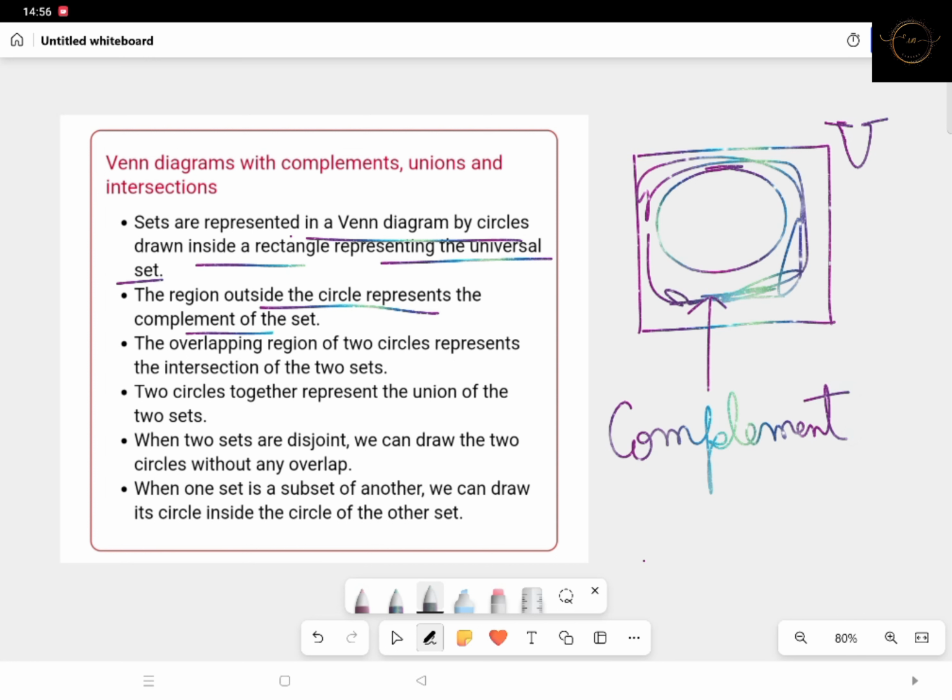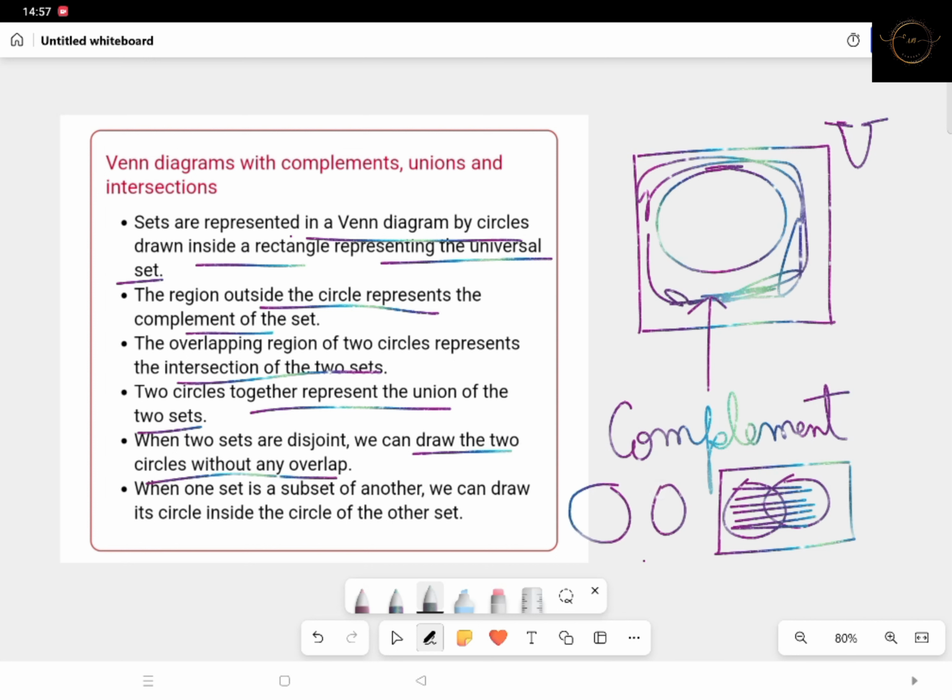The overlapping region of two circles represents the intersection of the two sets. If you draw two circles where they are overlapping, this will be called the intersection of the two sets. Two circles together represent the union of the two sets. When you talk about the entire part covered by the two circles, it will be the union of the two sets. If two sets are disjoint, then we can draw the two circles without any overlap. If you draw two circles separately, it means they are non-overlapping circles or disjoint circles.